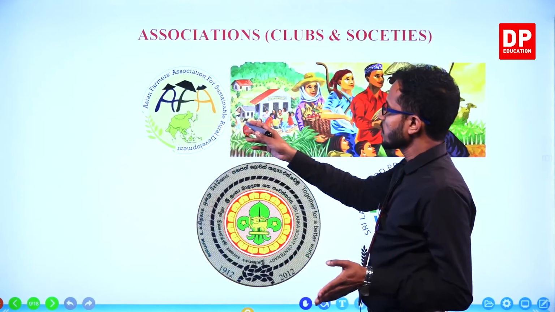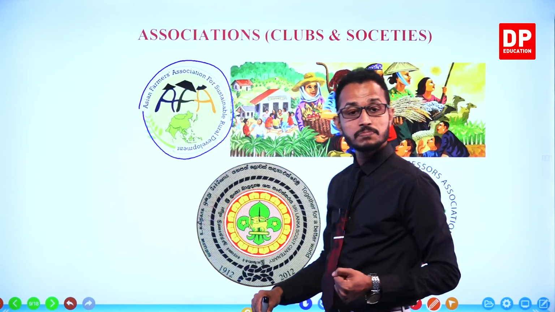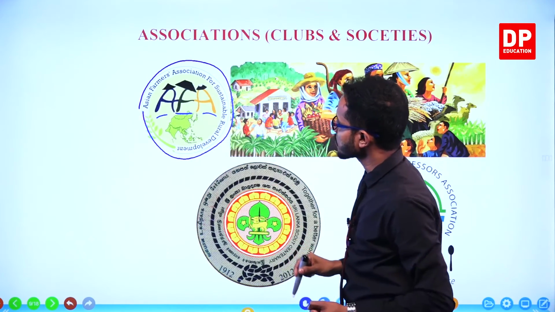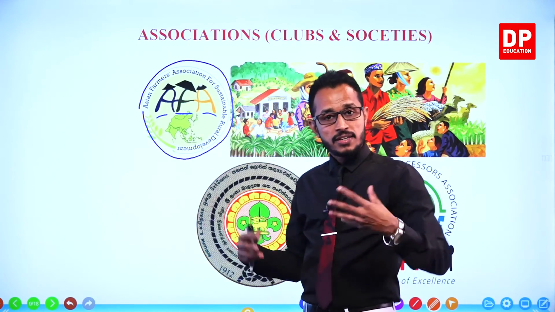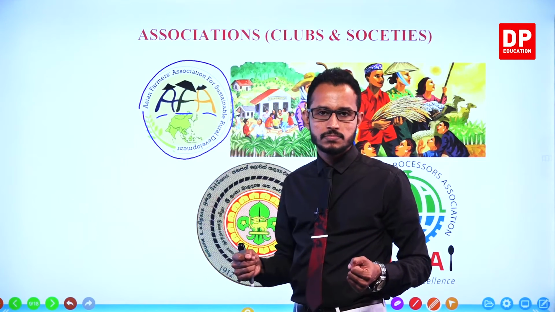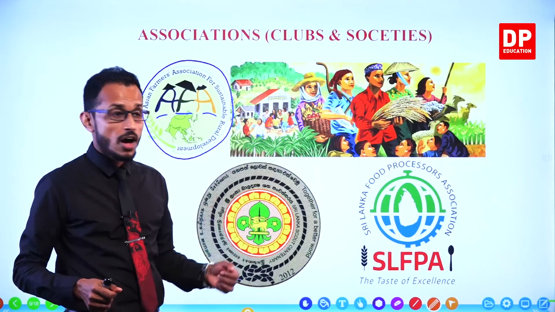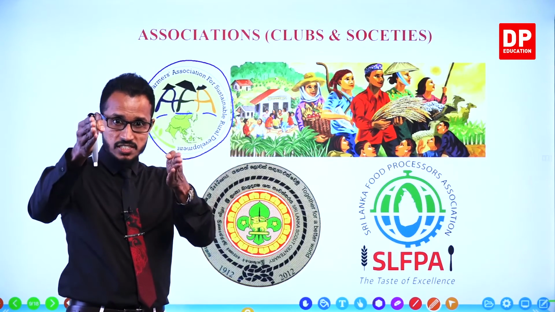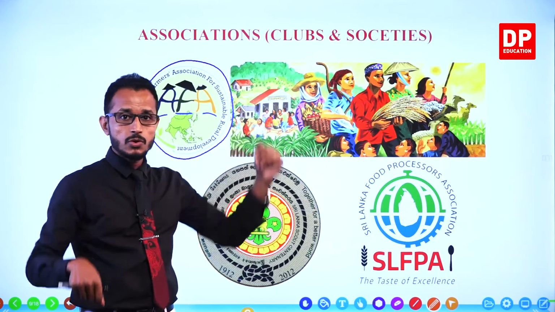Let's look at this. What does the image show you? Asian Farmers Association for Sustainable Rural Development. Okay, let's just take this. These are associations, children, societies. In our country, in our language, we call them Sangam. Govi Sangam, Farmers Association. Remember, children, their objective is not profit. They are non-profit, not-for-profit organizations.